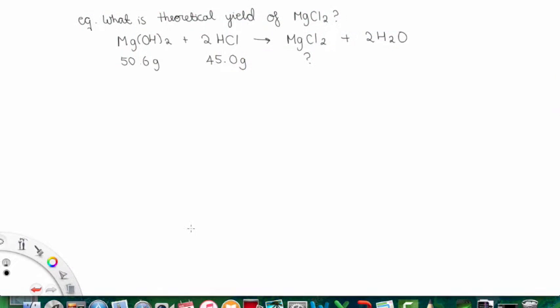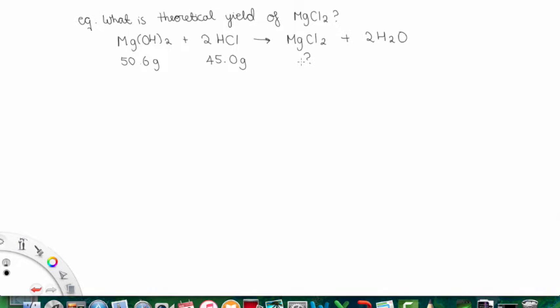In calculations and what percentage yield is, we can do this problem where it asks what is the theoretical yield of MgCl2, or magnesium chloride. They give you this equation: magnesium hydroxide plus hydrochloric acid goes to magnesium chloride plus water, and they very nicely balanced it for you already. And they tell you that you start out with 50.6 grams of magnesium hydroxide and 45 grams of the HCl. And we want to know the theoretical yield of magnesium chloride.